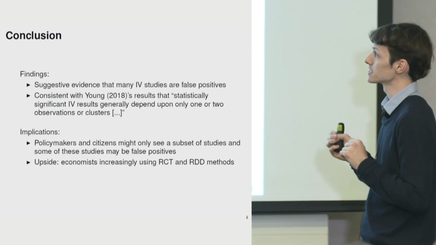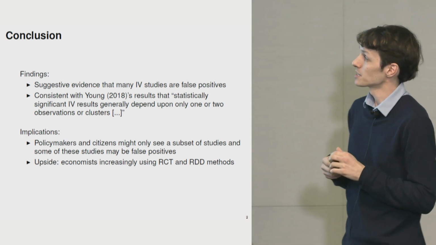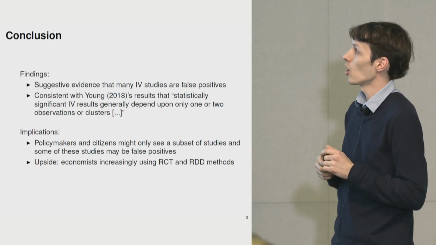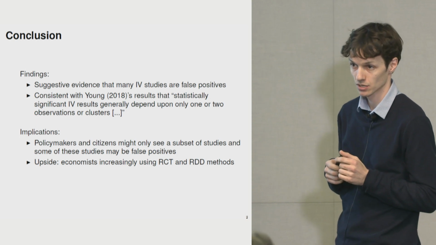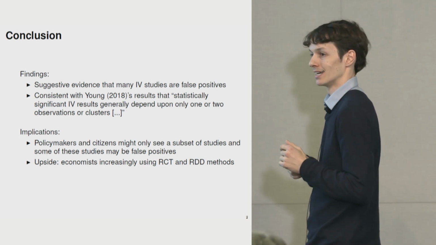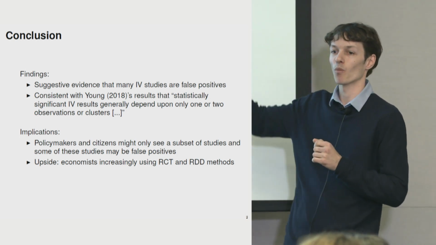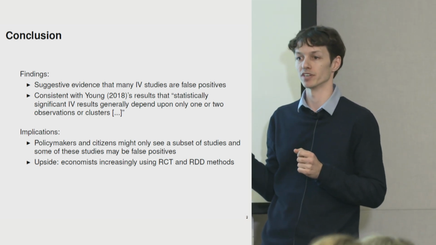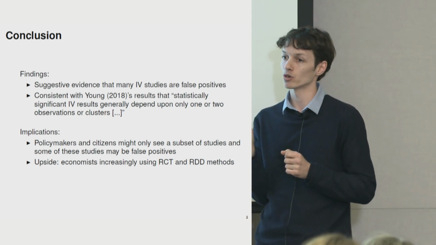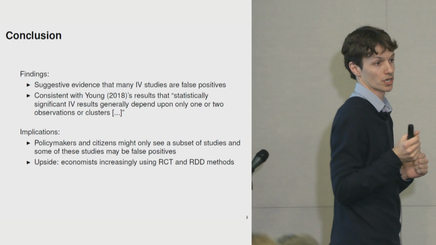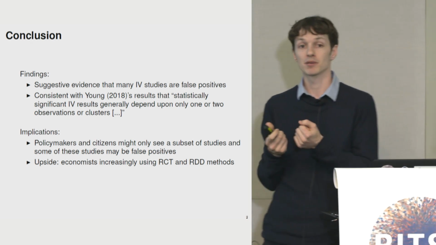And what he concludes is that the statistically significant IV results generally depend only on 1 or 2 observations or clusters. These papers have 20,000, 50,000 observations. The fact that it depends only on 1 or 2 cluster observations is quite shocking. And it's very similar to what we find.